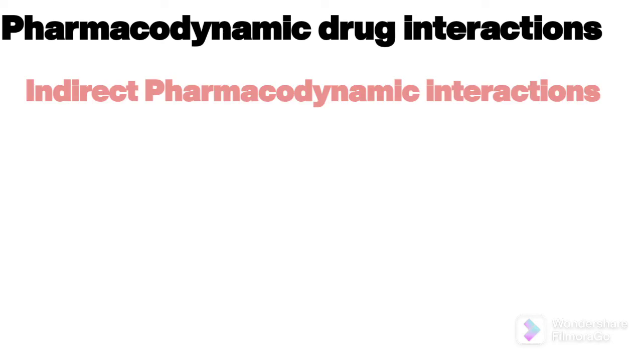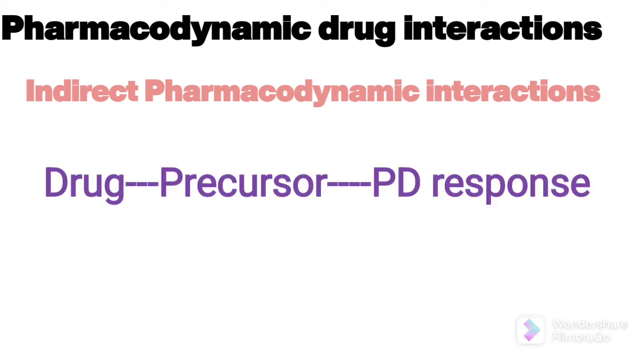Next, indirect pharmacodynamic interactions, which are slightly different. In an indirect pharmacodynamic interaction, the drug doesn't directly affect the pharmacodynamic response, but the drug will affect the precursor. Then, automatically, the pharmacodynamic interaction occurs, meaning the pharmacodynamic response will be shown.